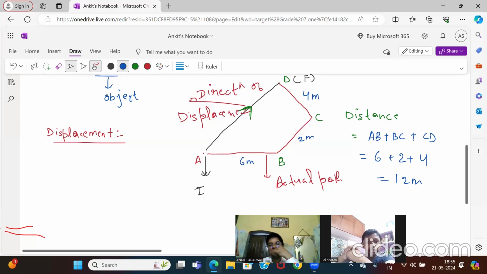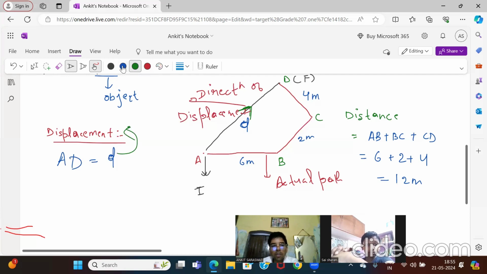Sir, the distance. Yes, what is the distance? You will calculate this. For example, this AD comes out to be some value, like D. So this D is the displacement. This is displacement. Clear?